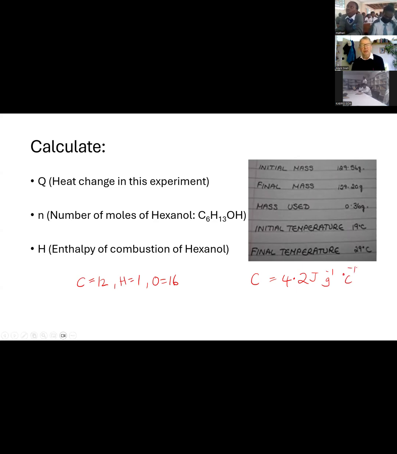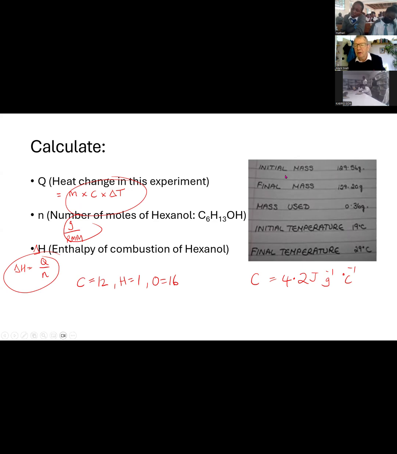So I'd like you to work out Q first. Q is equal to MC delta T. The number of moles is the grams over the RMM or RFM, and then delta H. Delta H is Q over n. So those are the bits which you need. Have a go. See if you can do it.